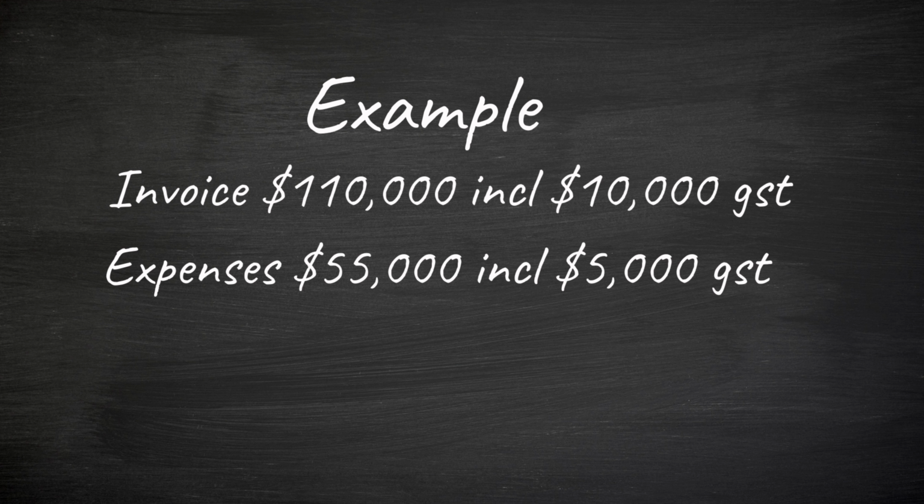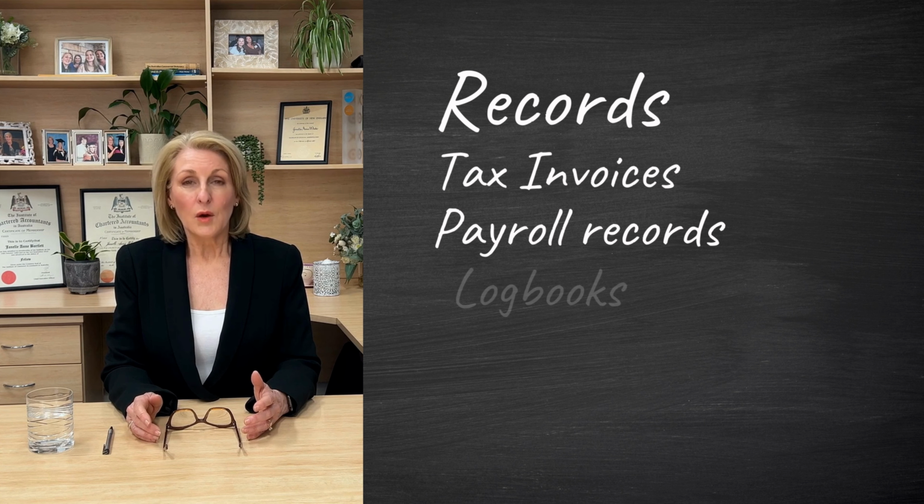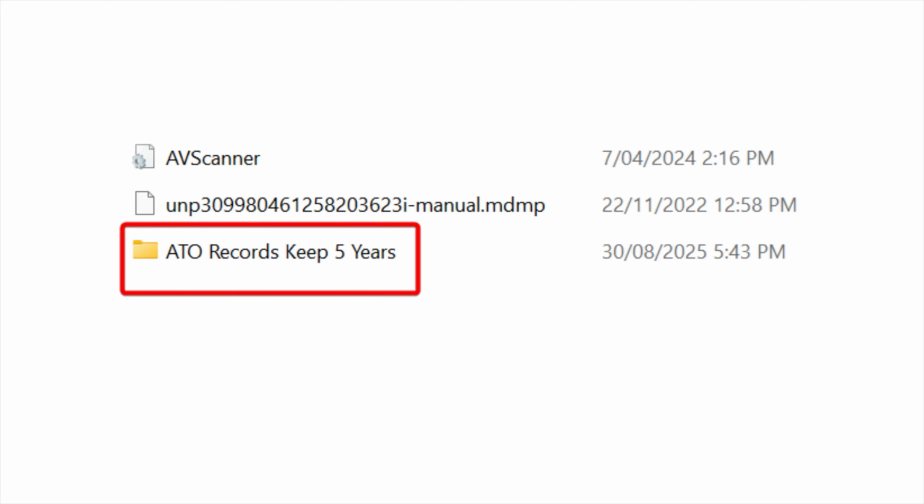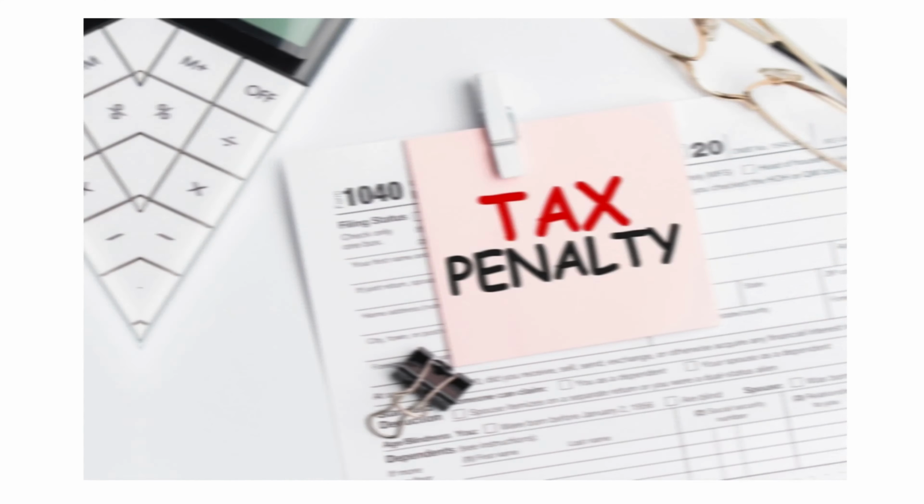Here's the records that you must keep. Tax invoices for sales and purchases, payroll records if you withhold pay-as-you-go withholding, logbooks for vehicle claims, and copies of lodged BASs. And you must keep these records for 5 years. If you miss a deadline, the ATO charges failure to lodge penalties and general interest charges on the unpaid amounts. If you can't pay, ignoring it is the worst thing you can do. If you lodge, the ATO will often agree to a payment plan, but only if you engage early.